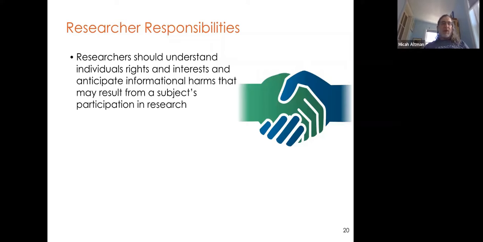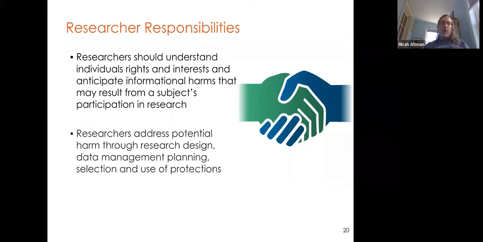So in summary, there's a responsibility to understand individual rights and interests and anticipate harms that may result from participation in your research. And you can address this through research design, data management planning, and selection and use of protections. And we'll focus in the rest of this talk on some of the key concepts to identify.